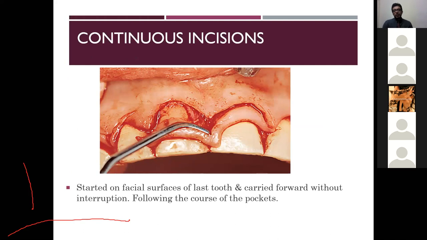This is one of the examples of continuous incisions. You can see the figure. We have given a continuous incision, and then this is a curette, and you are trying to remove it, and the excision can be done by giving the motion coronally and removing it off. This is one of the ways of giving a continuous incision.